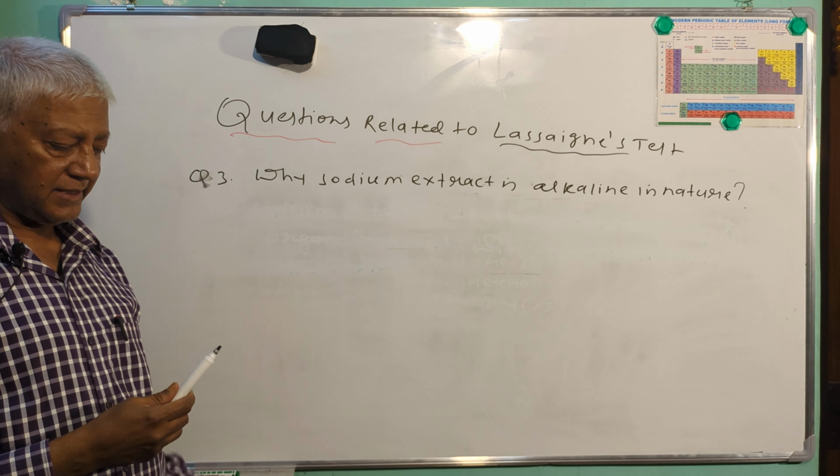So sodium reacts with water, and what we get? Sodium hydroxide plus hydrogen gas. What is 2 hydrogen over here? So what we have? 2Na, 2NaOH. How many oxygen? 2. Yes. So due to the formation of sodium hydroxide, it is alkaline in nature. I think you are clear why sodium extract is alkaline in nature.